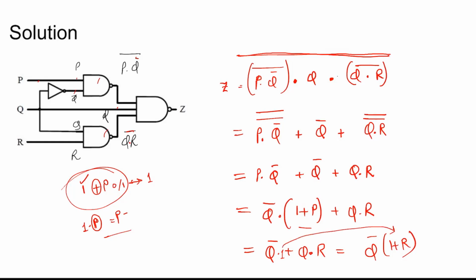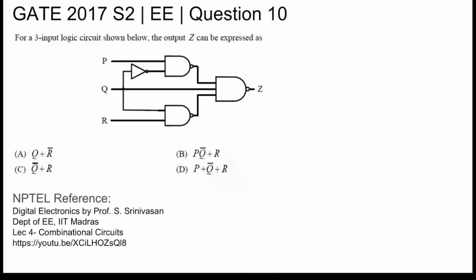For further simplification, plus Q dot R, which can be written as Q bar plus Q bar dot R plus Q dot R. Now this can be further simplified by taking R common as R into (Q plus Q bar), plus Q bar. Now Q plus Q bar is 1, so R plus Q bar is the final simplified result. So R plus Q bar, option C, is the correct option. Thank you.